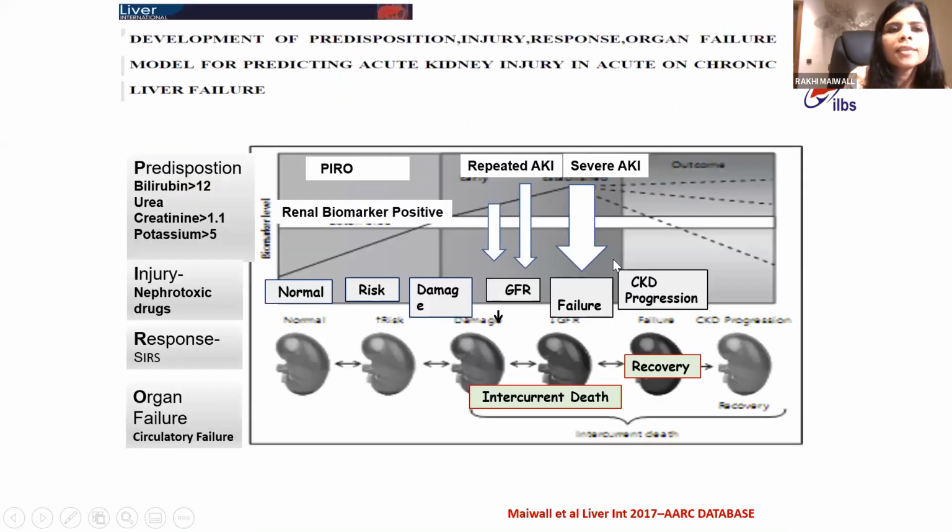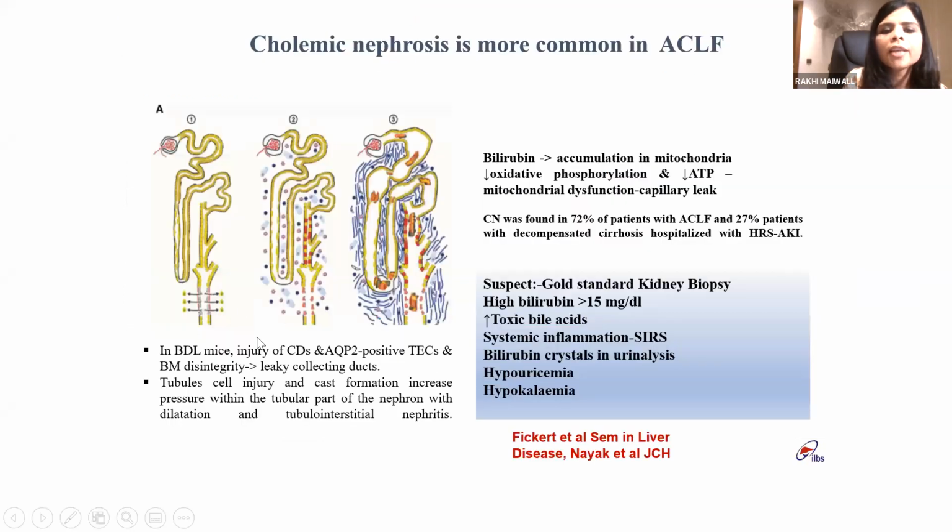I'll skip these slides. What is important here is prediction of AKI in these patients. You can see here, if your patient is deeply jaundiced, having systemic inflammation, circulatory dysfunction, these patients get predisposed. And cholemic nephropathy is something which we should keep in mind in patients with acute on chronic liver failure. This is the injury due to toxic bile acids and high bilirubin, and occurs in the context of systemic inflammation. But the diagnosis requires a kidney biopsy, which we cannot do in these patients.